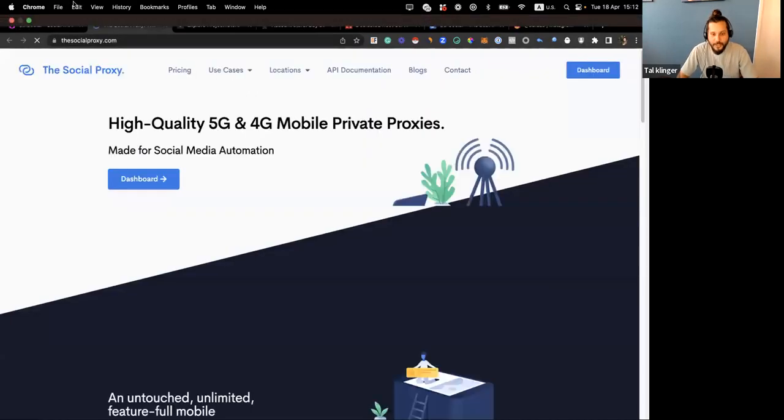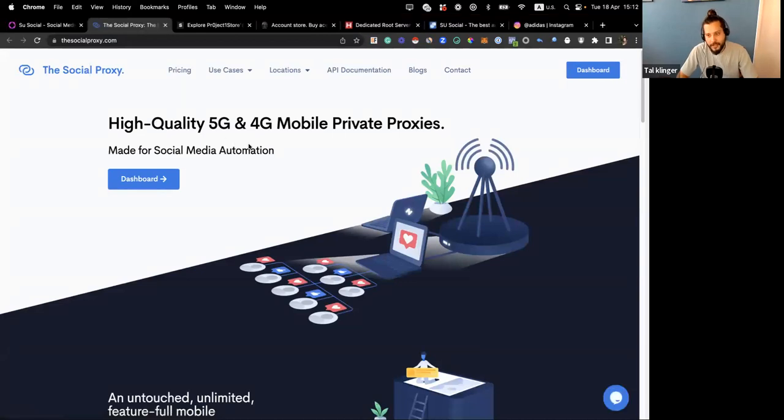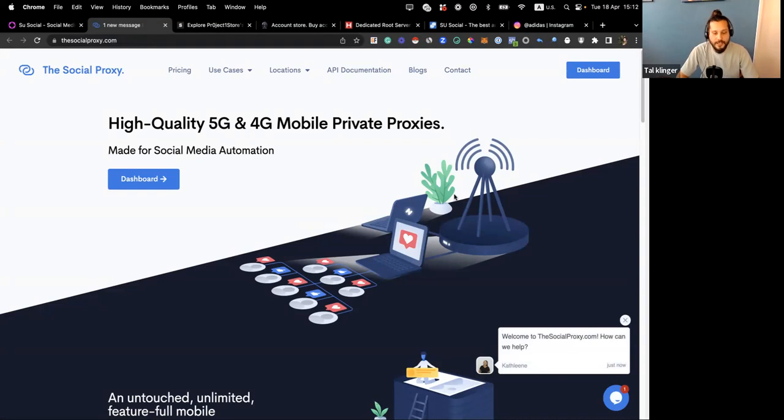So yes, proxies are essential to running automation, unless you're running only one account on your PC. On your home network, what you have is a regular home IP, so it will be safe for one account. You can run one account on your own computer without using a proxy, and then you can save some money.